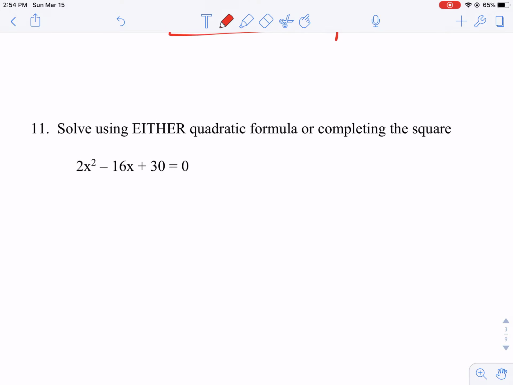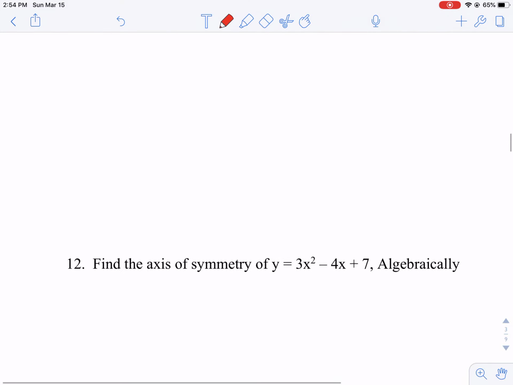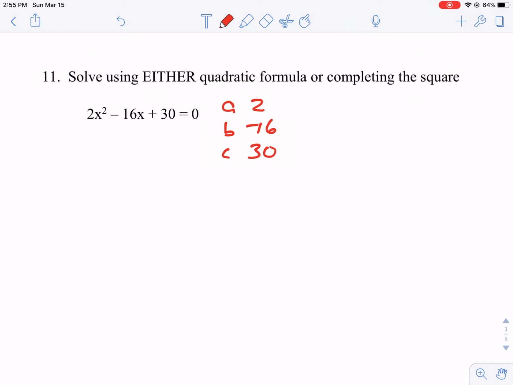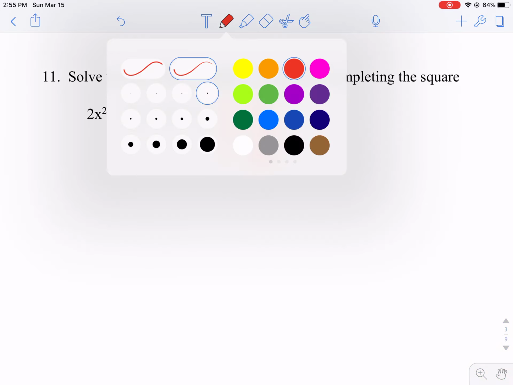And number 2 says, take your pick. Okay. Most of you guys are going to do quadratic. So let's subtract the 30. No, quadratic means we're ready to go. A is 2. B is negative 16. C is 30. For those of you who are wondering, your first step for completing the square would be to divide everybody by 2. You can divide everybody by 2 before you start quadratic formula as well, and then have smaller numbers to work with. That is perfectly okay, and you will get the same answers.